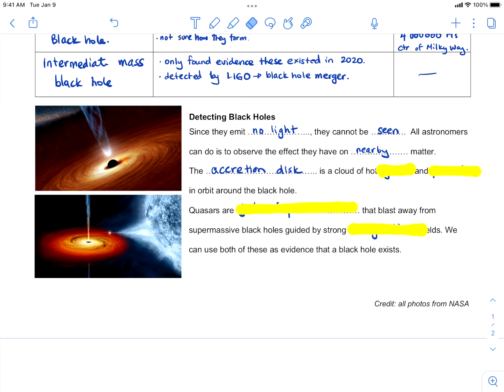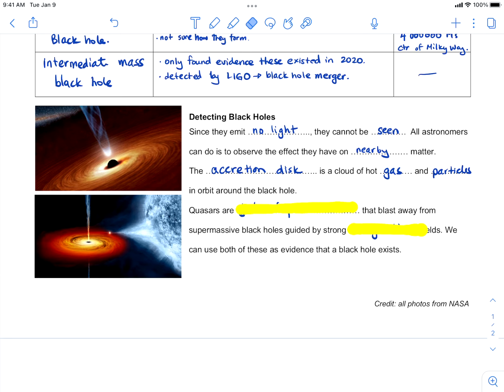So there's two things that we look for. Around a black hole, very often, there's what we call an accretion disk. In this diagram, this is the accretion disk. It's basically a disk of swirling hot gas, right? It's like a cloud of hot gas and particles, and they're all in orbit around the black hole. So we can look for accretion disks. We can very often see that, okay?